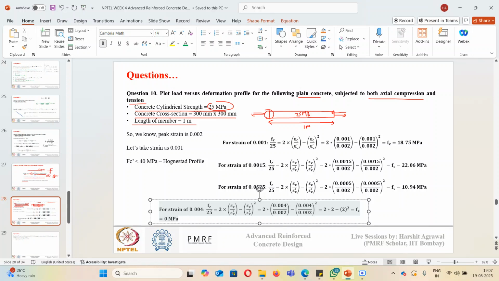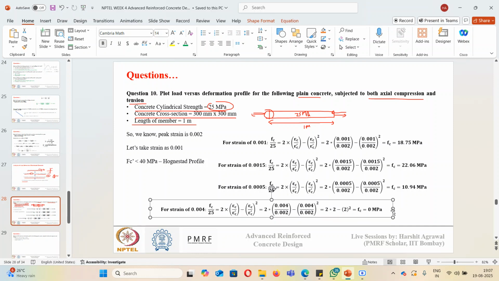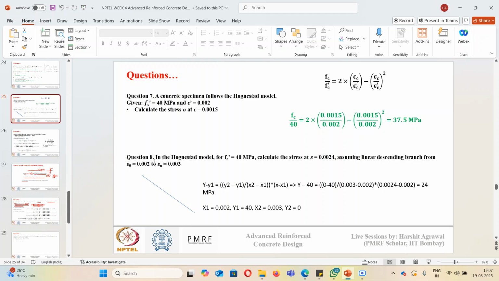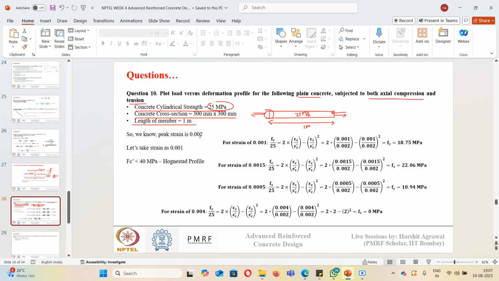Now, after peak, we don't need multiple points. Why? Because we assume a linear descending curve. So 2 points are enough for us to plot the profile. We know the peak and we know the minimum value. So like we did in this question, 2 points are enough for the post peak behavior. So this was for concrete under compression.